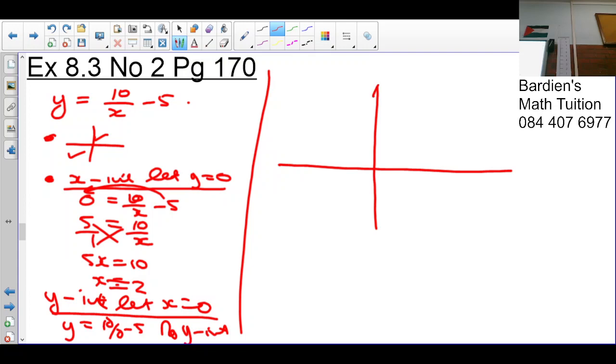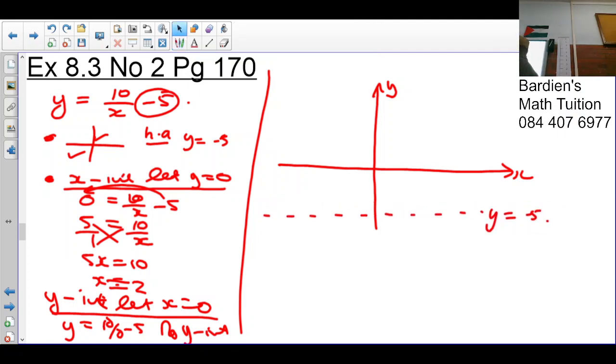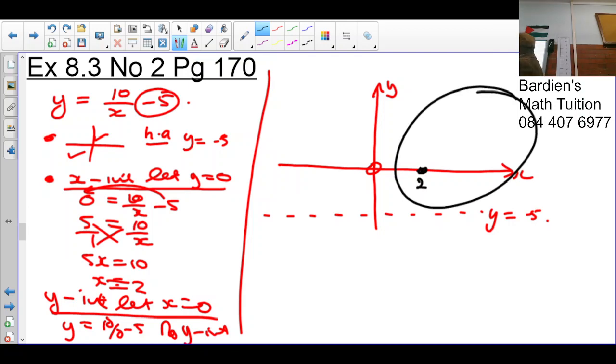So let's draw the x and y axes. The first thing I draw in is my horizontal asymptote. What's the equation of the horizontal asymptote? y is equal to negative 5. Okay, you all agree with that? Bring it a bit lower. Right. Now what do we do now? The x-intercept. The x-intercept is at 2. Bang. Now people, this is now quadrant 1 to us, and this is now quadrant 2. You guys understand?